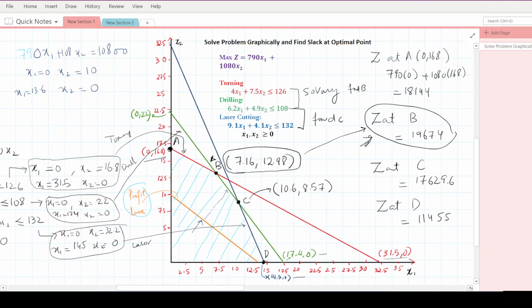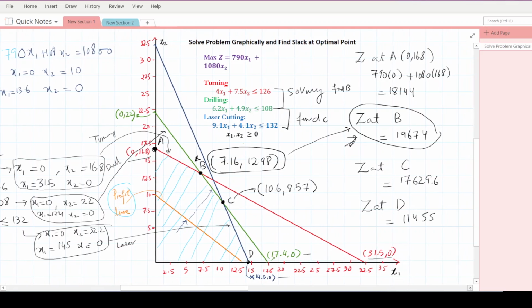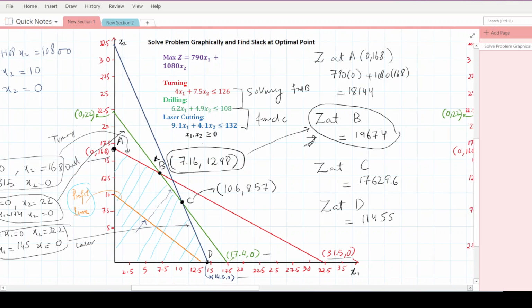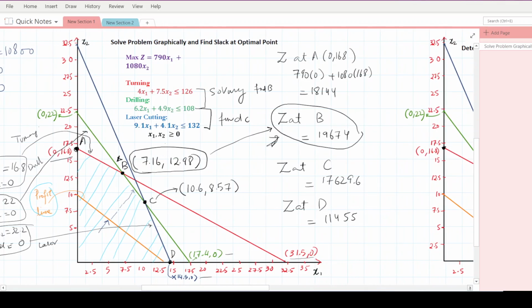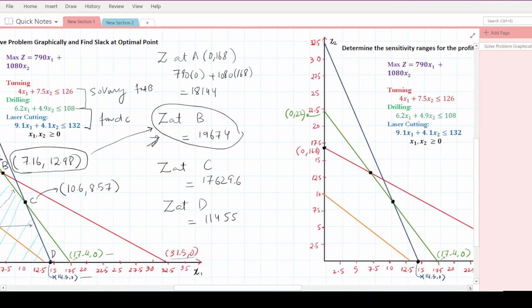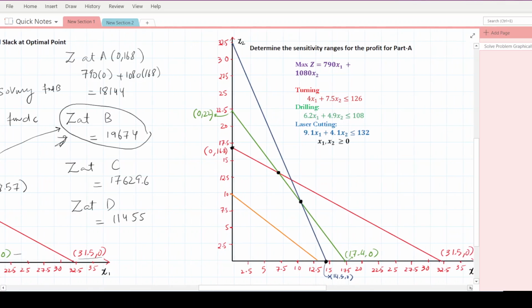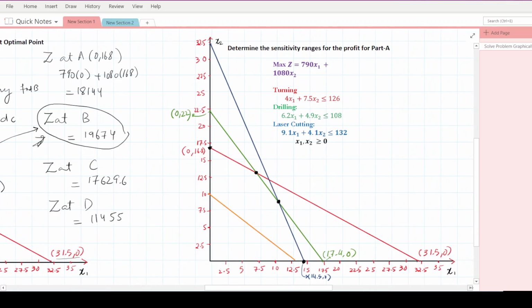So once we are done with this, we now move to the most important thing of this video, and that is to look for the mistake that people make when they are trying to find the sensitivity ranges of the coefficient. So let's see what happens for the part A.